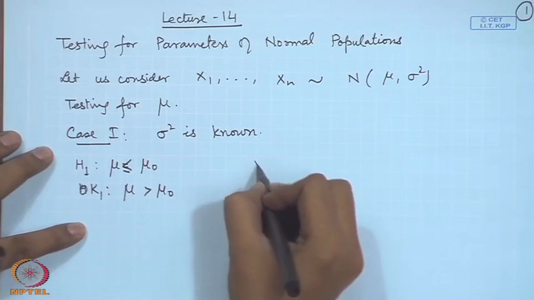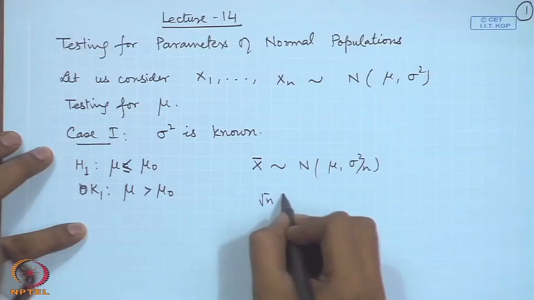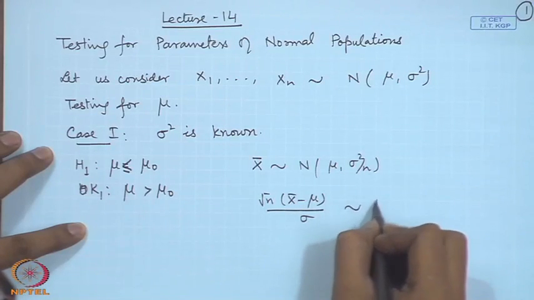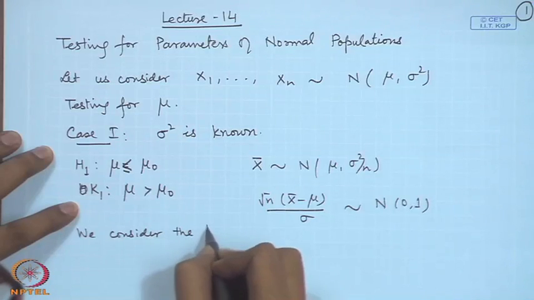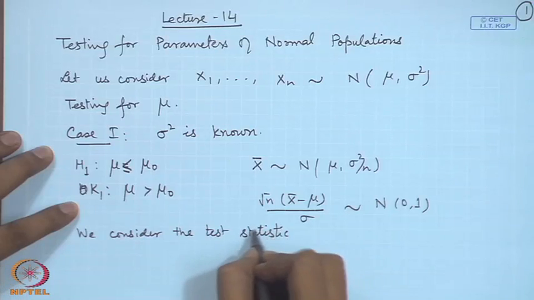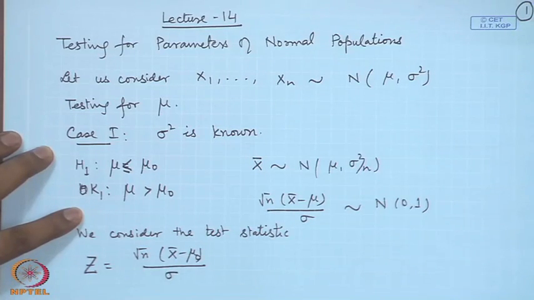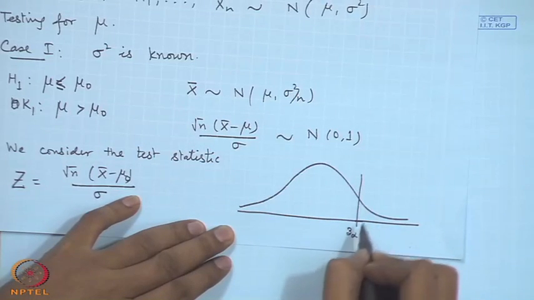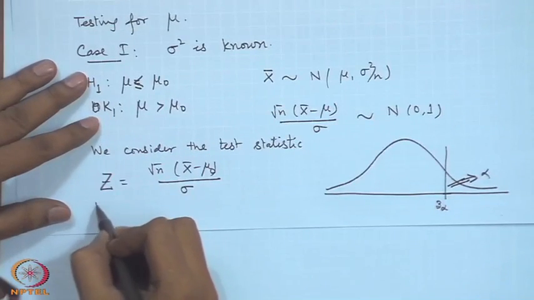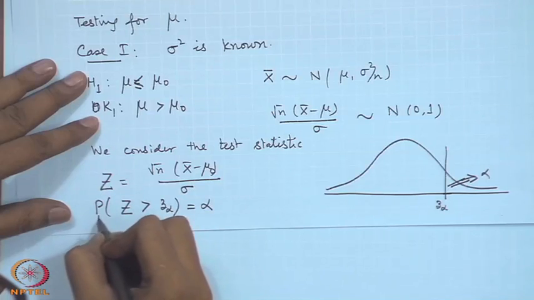In this particular case, we consider x bar that is following normal mu, sigma square by n. So, root n times x bar minus mu by sigma follows normal 0, 1. So, we consider the test statistic z is equal to root n times x bar minus mu naught by sigma. If I consider this as z alpha, then this probability is alpha. So, the probability of z greater than z alpha is equal to alpha, and here we are considering mu is equal to mu naught.